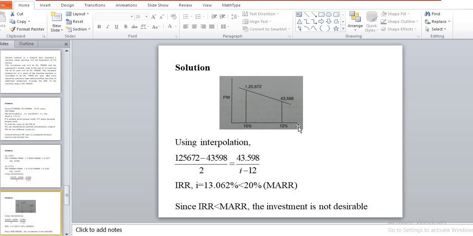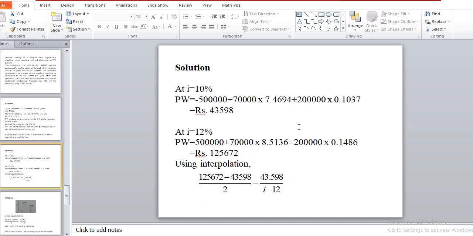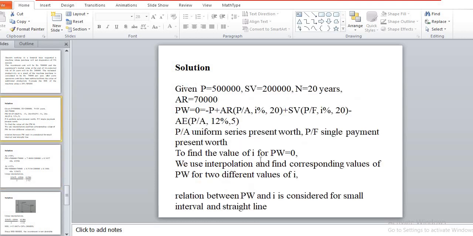So when we put the interest rate I of 10% into this present worth formula, this will come as 43,598. And when we put I equal to 12% in the present worth formula, this present worth becomes 1,25,672. Look at this present worth formula here.